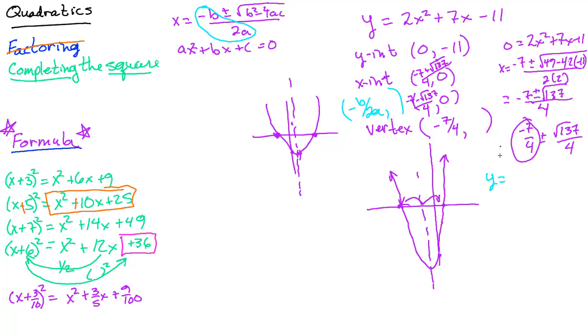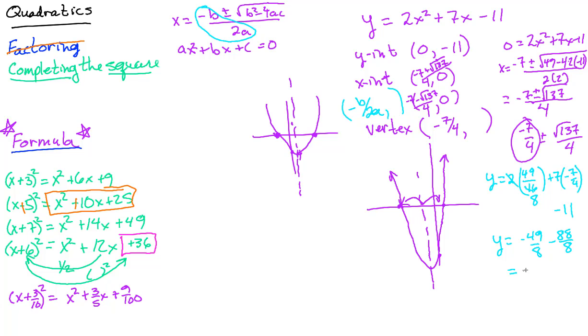y equals 2 times x squared. So 2 times 49/16, plus 7 times negative 7/4, minus 11. And this equals, yuck. It's going to be 8s there. So 49, that's minus 49/4. So if you double that, that's negative 98/8 plus 49/8 is negative 49/8. So negative 49/8 minus 11, which is 88/8.